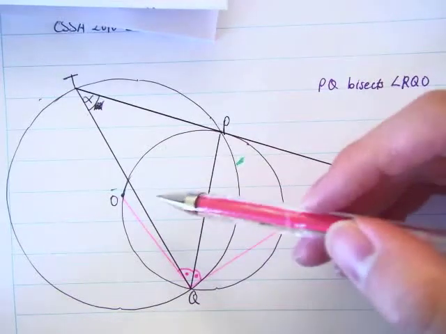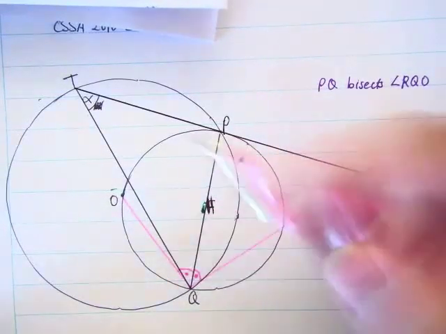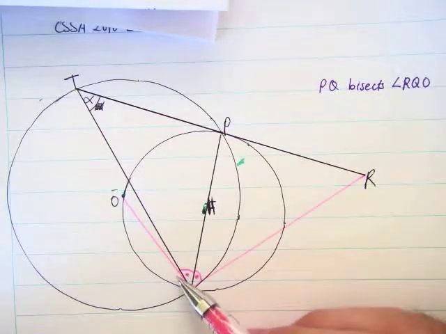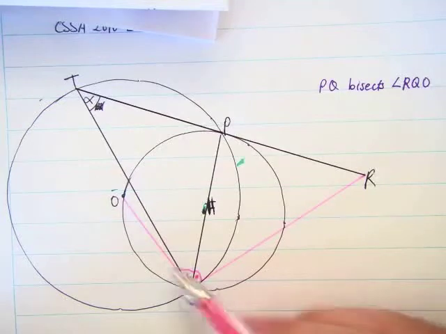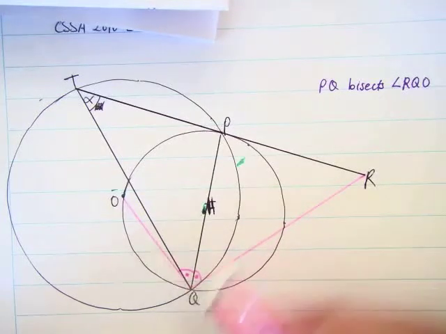Now, of course, on a better diagram, OQ and TQ would look a bit further apart, but here, because I'm using a different color, it makes it more obvious that this angle here is OQP, not TQP.